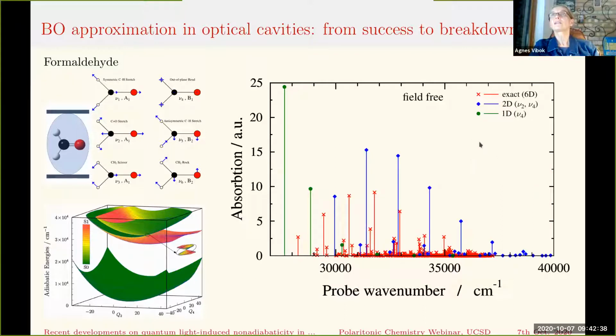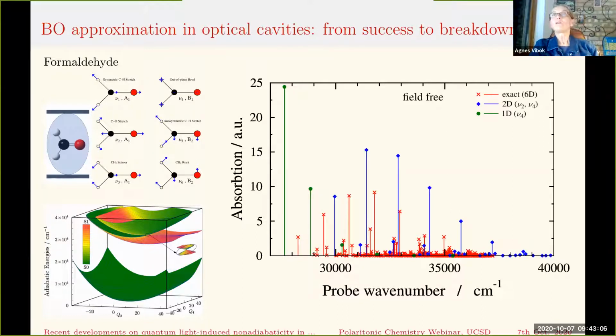And you see that the red shows the exact result in 6D. The 2D is the blue line, and the structure is more or less similar, roughly similar to the exact spectra. But if you see, the 1D we also calculated is quite different. So we can say that the 1D is totally different from the other 2.